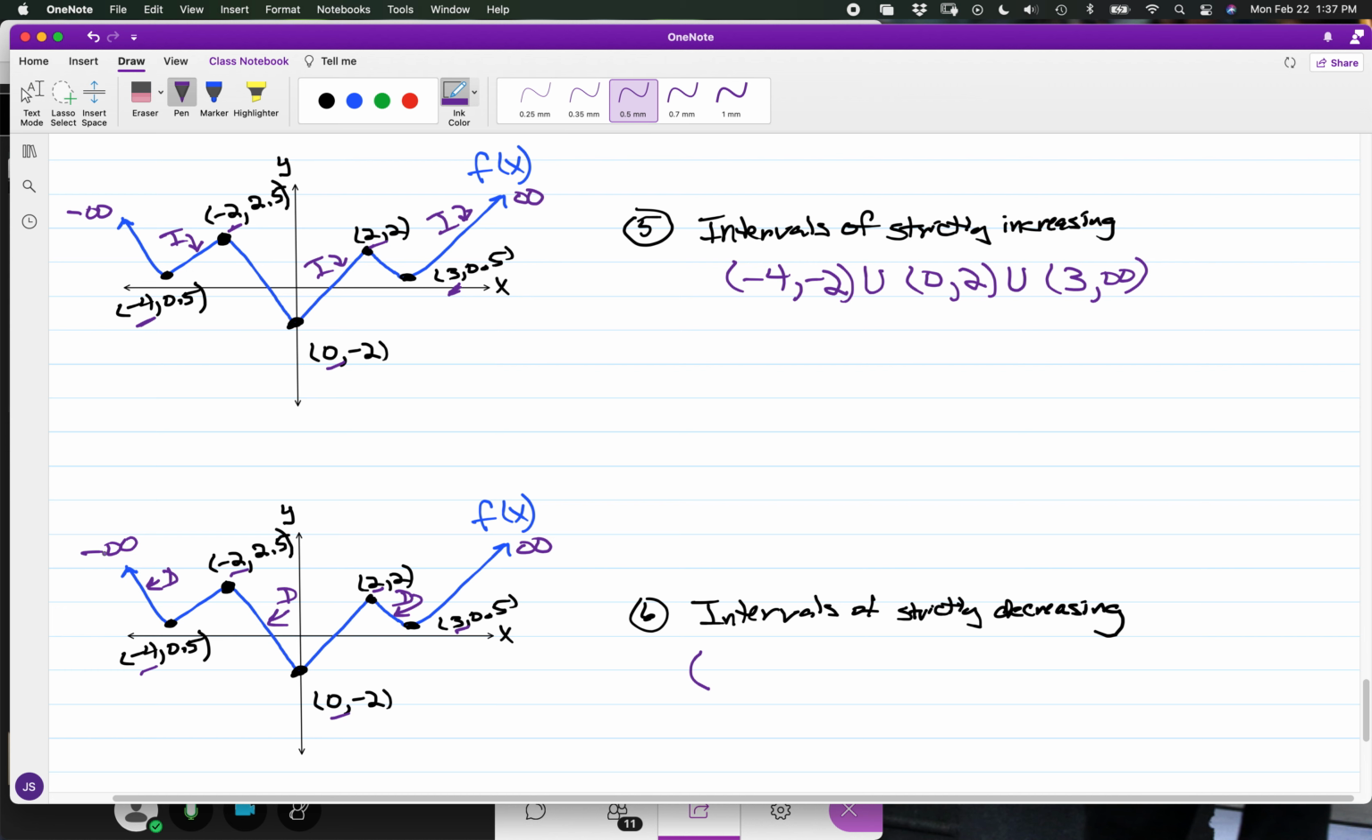And for what we have here, you have going from negative infinity approaching -4. Next, you have going past -2 approaching 0. And finally, we have going past 2 approaching 3.